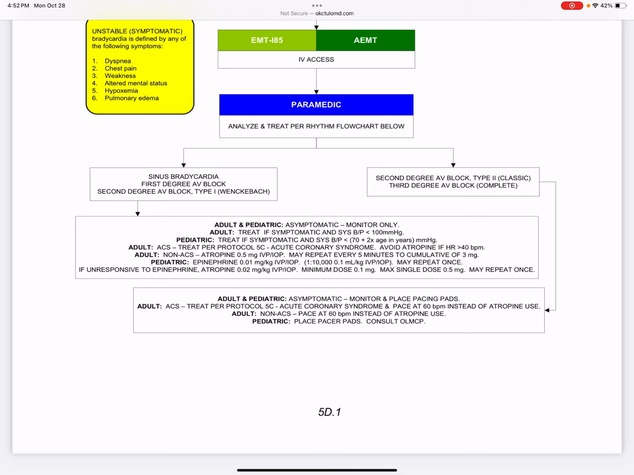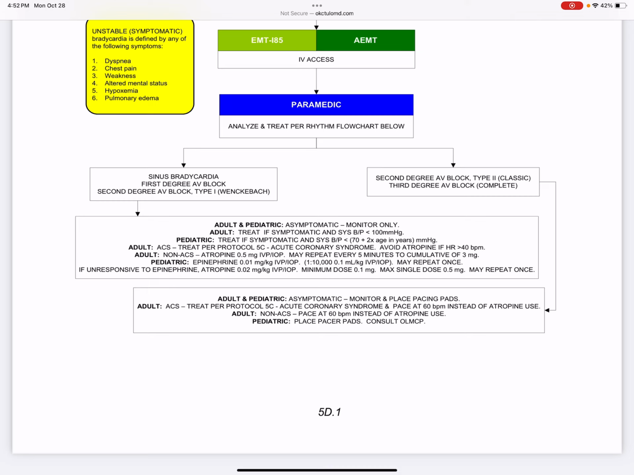For pediatrics, you'll start with epinephrine, and it's going to be 0.01 mg per kg IV IO push. It's 1 to 10,000, 0.1 milliliters per kilogram IV push or IO push, and you can repeat once. If this pediatric is unresponsive to epinephrine, you can move then to atropine. And the dose for that is going to be 0.02 mg per kg IV push, IO push. It's a minimum dose of 0.1 milligrams, a max single dose of 0.5 milligrams.